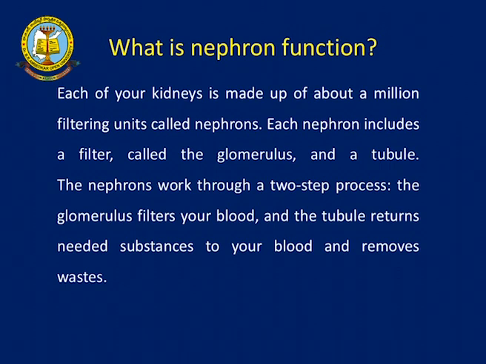Each nephron includes a filtrate, and it is made up of two parts, that is the glomerulus and tubules. The nephron works through a two-step process: the glomerulus filters your blood and the tubules return needed substances to your blood and remove the waste. What are the wastes?